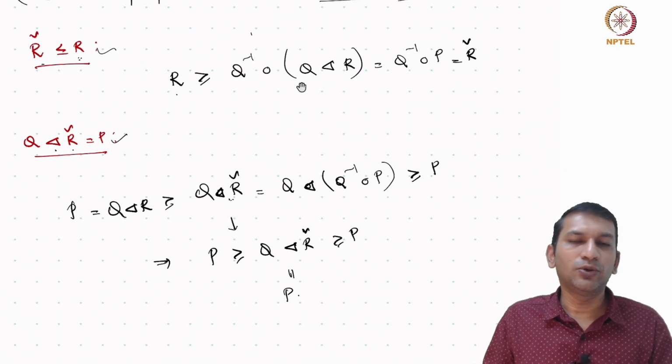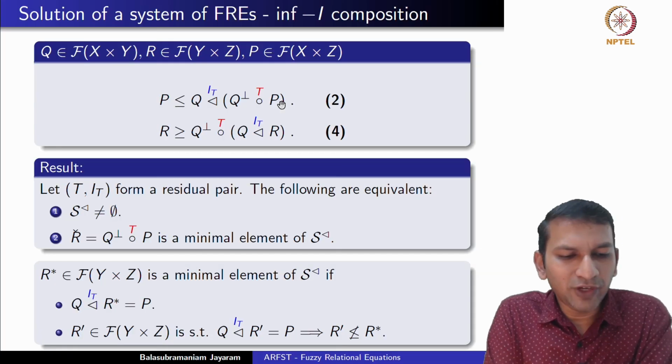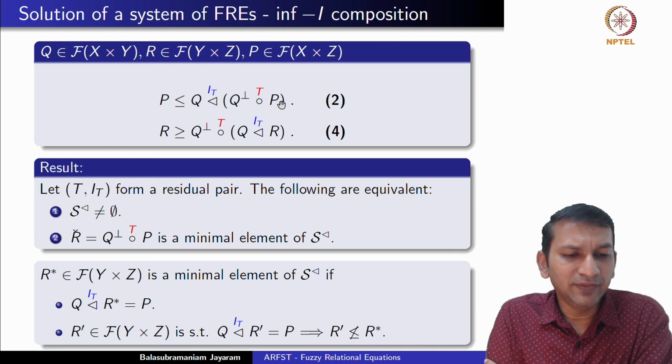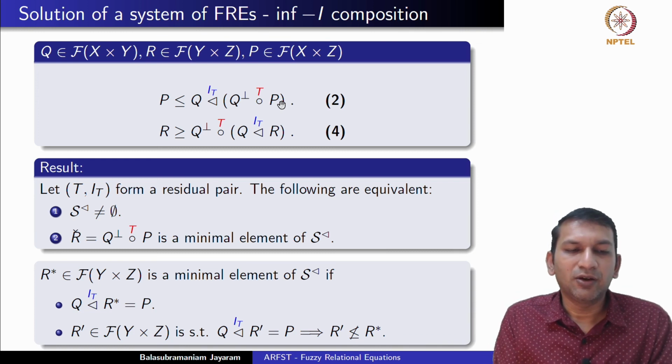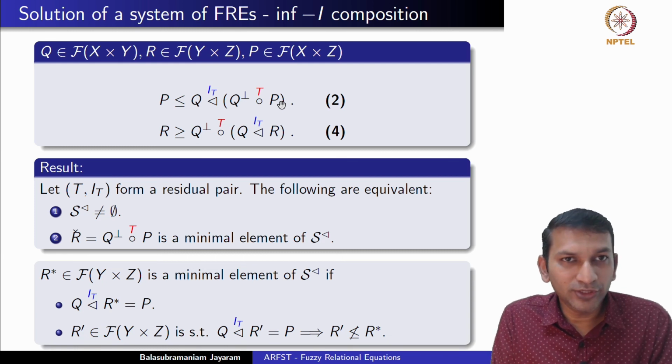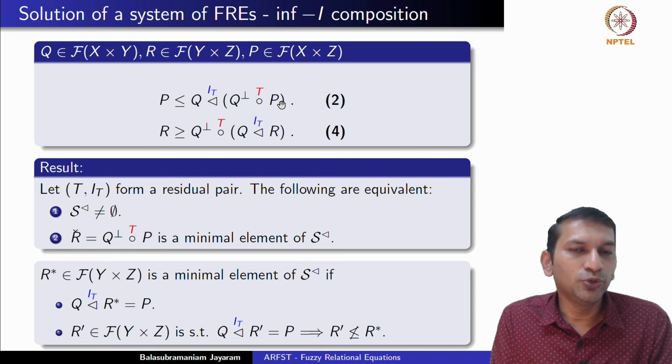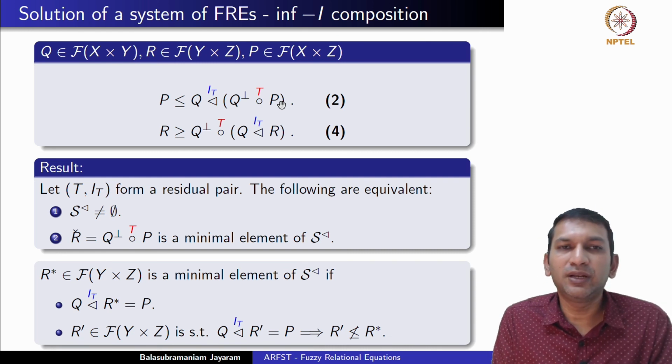So that means R check is a solution, and also if there exists some other solution, then it does not go below R check. So essentially we have proven the conditions on R, the solution space, given Q and P, so that you can find a relation R such that Q circle R is equal to P, or Q delta R is equal to P.